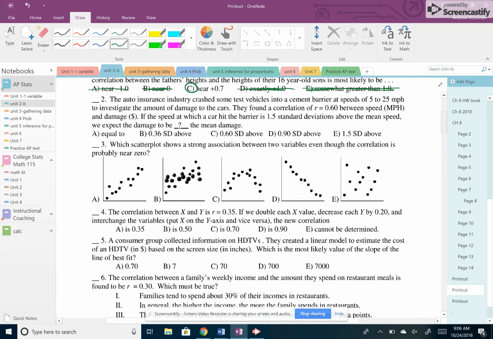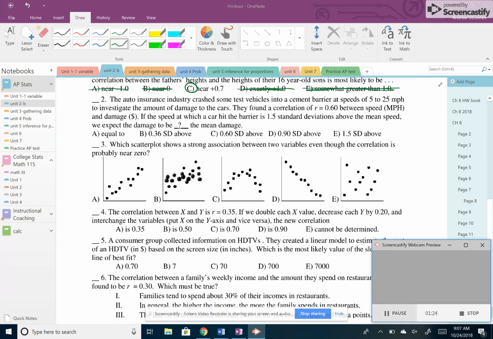The auto insurance industry crashed some test vehicles into a cement barrier at speeds of 5 to 25 miles per hour to investigate the amount of damage to the cars. They found a correlation of 0.60 between speed and damage. If the speed at which the car hit the barrier is 1.5 standard deviations above the mean in speed, we expect the damage to be blank, the mean damage.